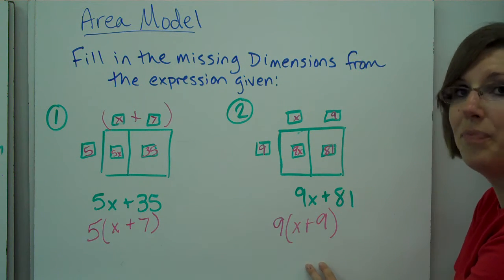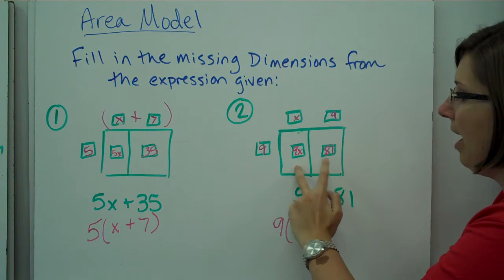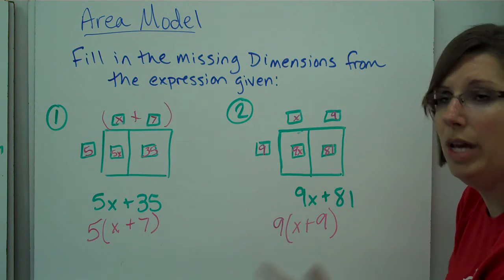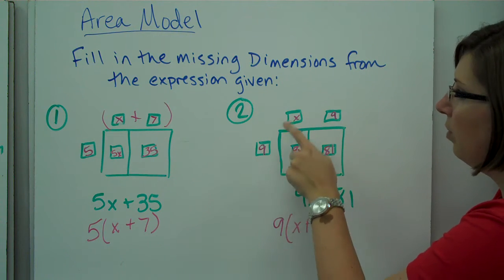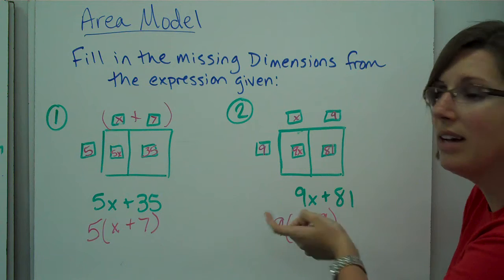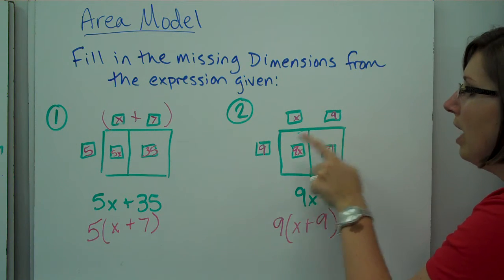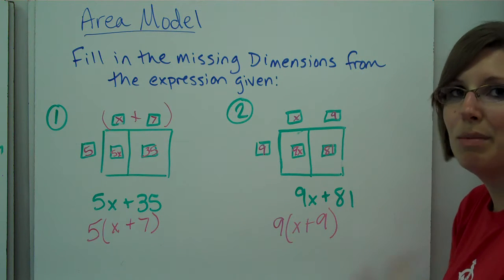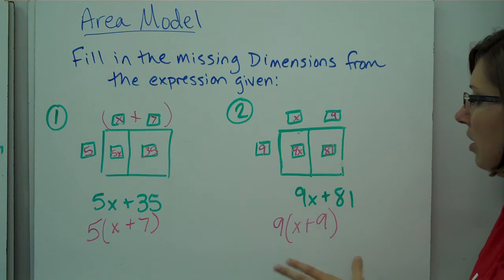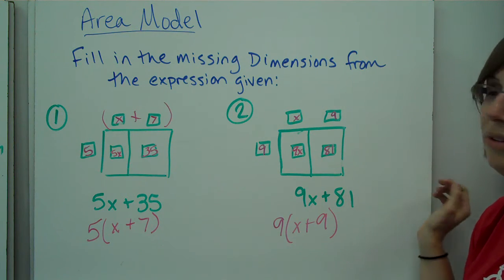Is this what you got? So I pulled out a 9 because I knew 9x and 81 both had 9 in common. So I pulled it out and I said, what times 9 gives me 9x? Well, x times 9 has to give me 9x. Then I say, okay, same thing, but for 81. What times 9 gives me 81? 9 times 9 gives me 81. So here's my final answer using the area model.